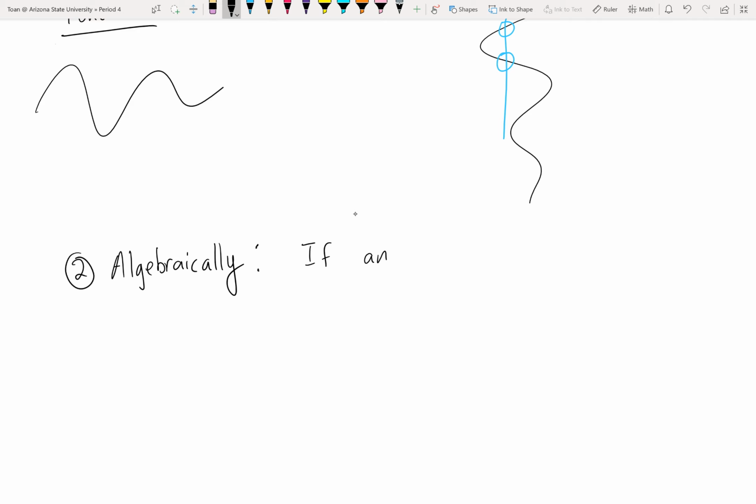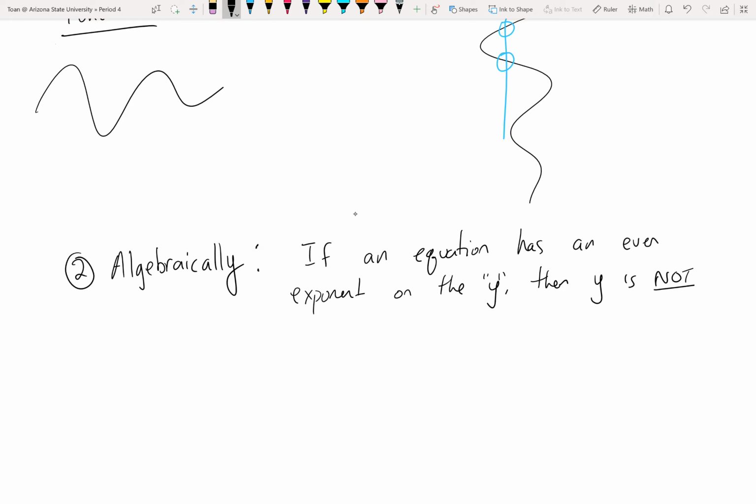If an equation has an even exponent on the y, then y is not a function of x.